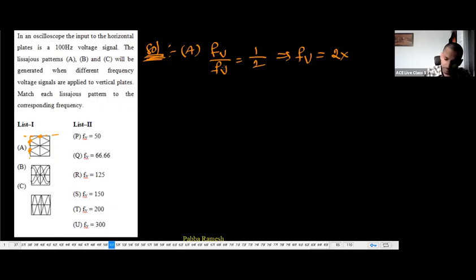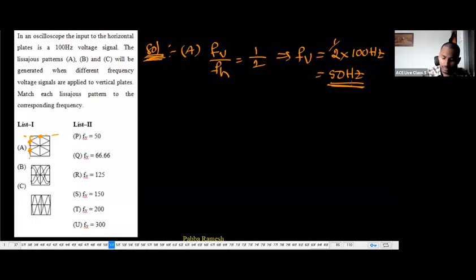1 by 2 times of 100 hertz. So therefore, what is the answer? 50 hertz. So among these two, P and Q, which is correct? B is correct for first one. Otherwise, you can match out of all these things like this. Now, second one. What is that?